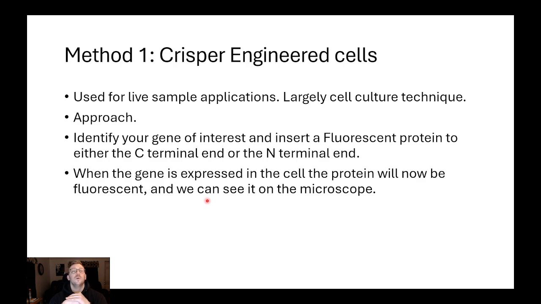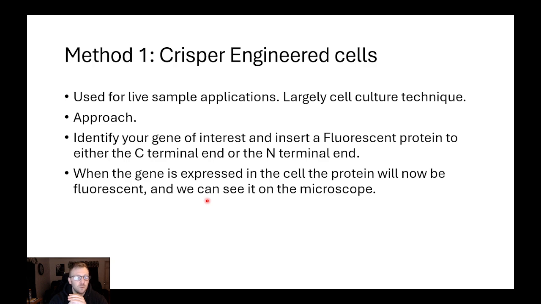All right, so method number one, CRISPR engineered cells. Again, this is very common. I'm sure you've read a paper at some point on how CRISPR engineered cells are able to show you things. These are largely used for live sample applications. If you're looking at mitotic systems and you want to see things in cell division, you might CRISPR in a fluorophore to a protein of interest that you're able to see when it's in mitosis.